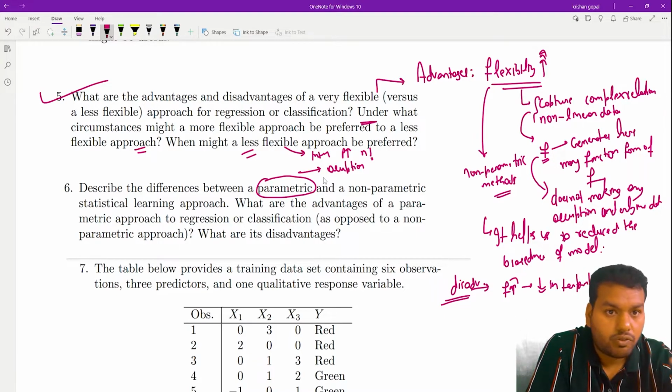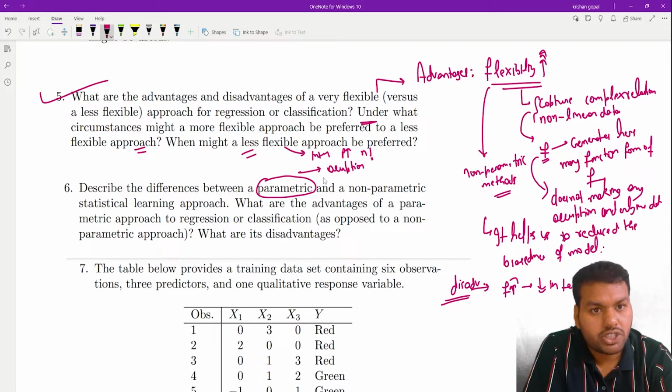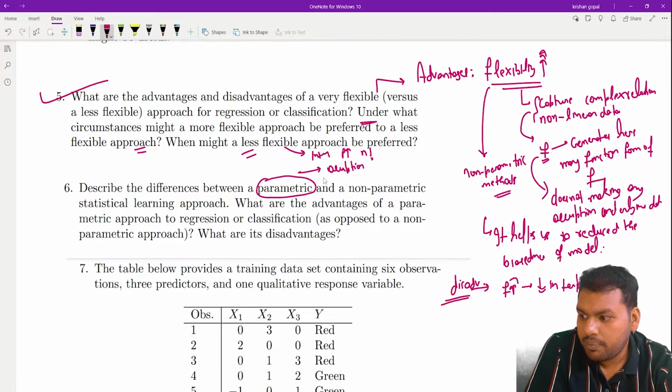Whereas non-parametric methods do not make any assumption. Whatever function you are going to estimate, it does not make any assumption about that functional form or about that data. It just tries different kinds of function forms. Okay, so what are the advantages of the parametric approach to regression or classification?